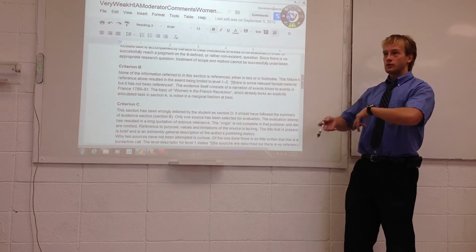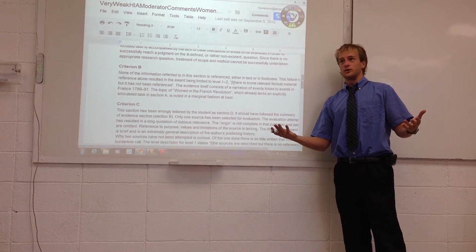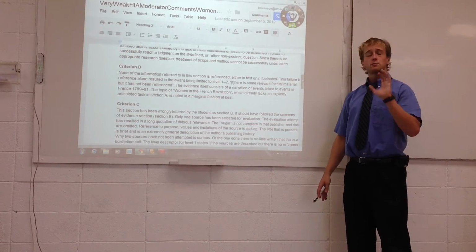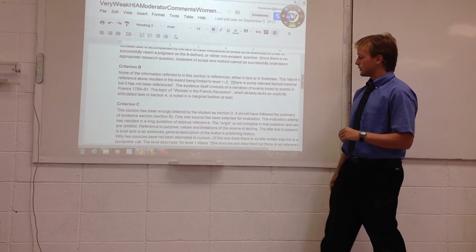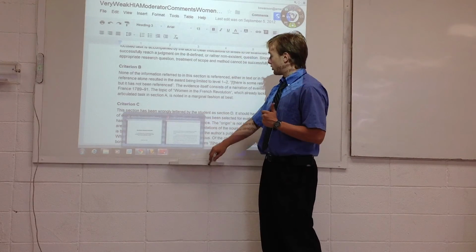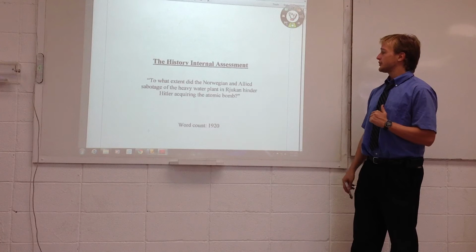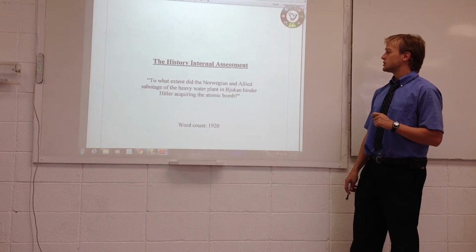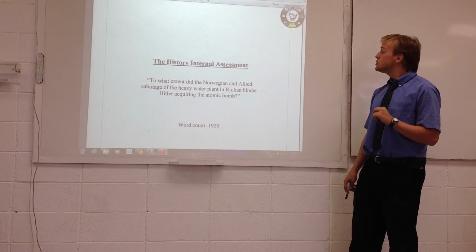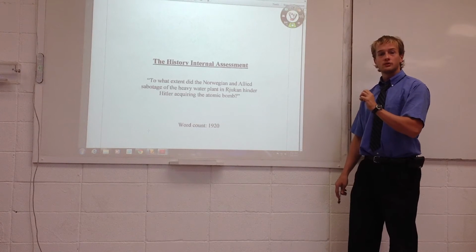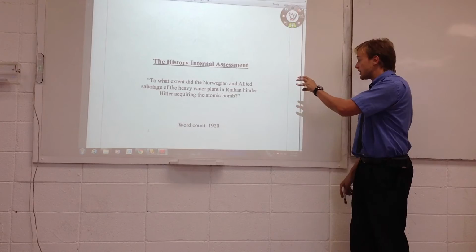So then you might be thinking, what am I to do? Well, this is what you do. I don't have a very high sample, but I have a pretty well done sample, and I'm going to show you that one next. It's kind of what I call a middle sample. The question that they investigated was, to what extent did the Norwegian and Allied sabotage of the heavy water plant in Rjukan hinder Hitler acquiring the atomic bomb? So that's the question. Relevant information is only pertaining to that question.